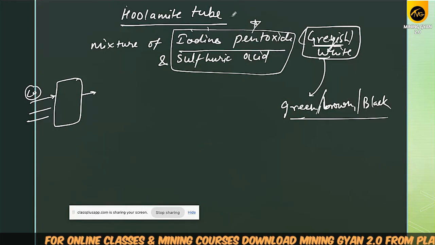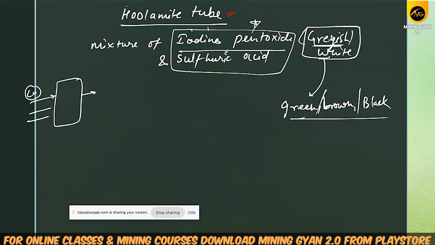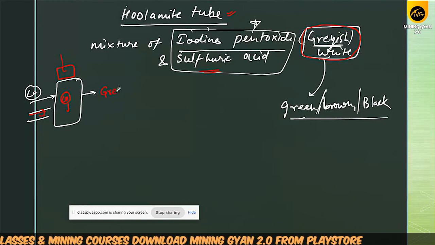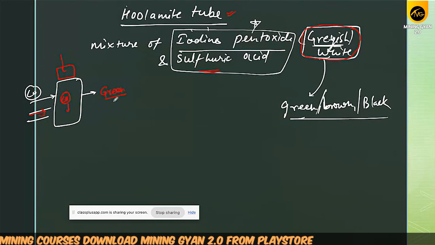Then we have seen the Hoolamite tube. In the Hoolamite tube, we take iodine pentoxide and sulfuric acid. When air passes through the tube and CO is present in the range in which the tube works, it converts and its color changes, and it will show a green, brown, or black color.